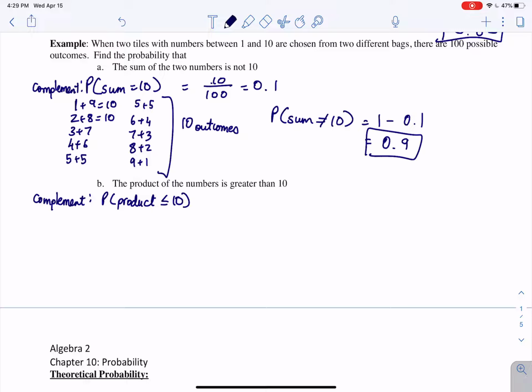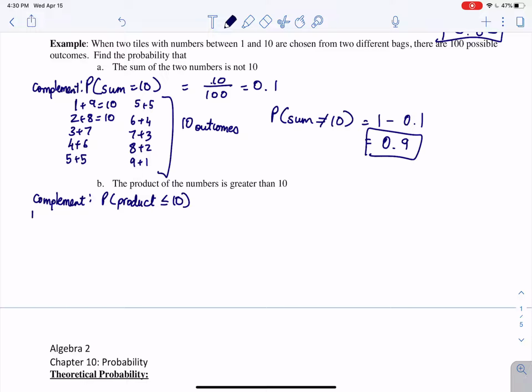You'll still get the correct probability at the end, but sometimes you'll notice that if it's meant to be a complement problem, doing it the other way around means you'd probably have to pick 90 different things versus 5 different things. So it'll be pretty obvious which one you should be counting once you start counting a few of them. So in this case, the product, we'll do the complement: less than or equal to 10.